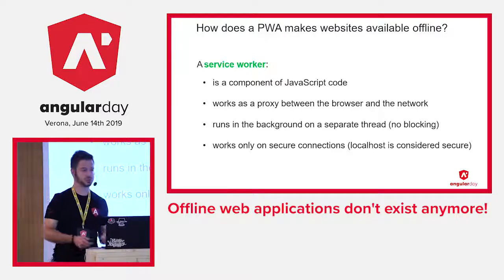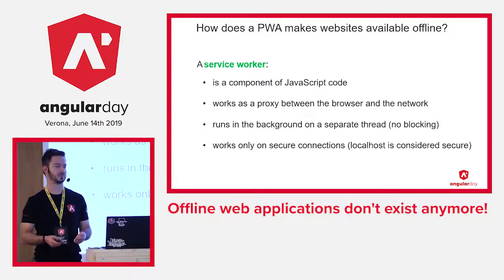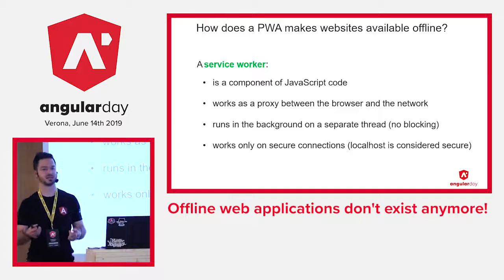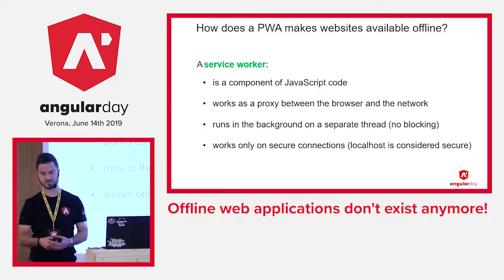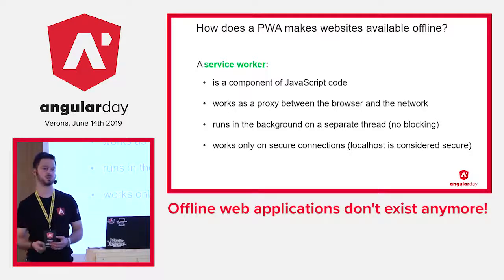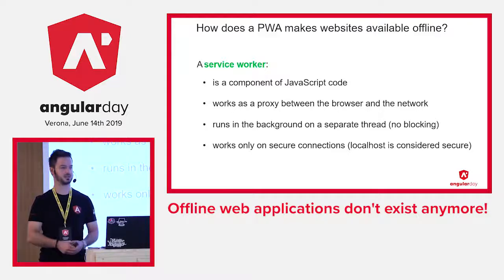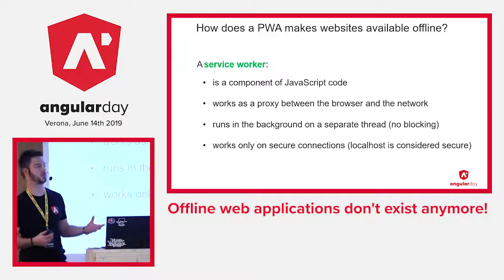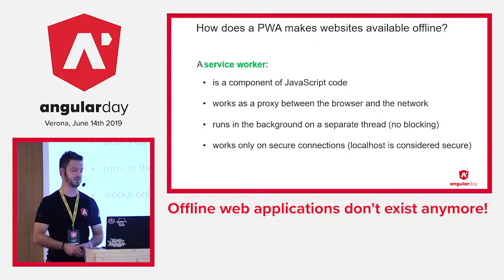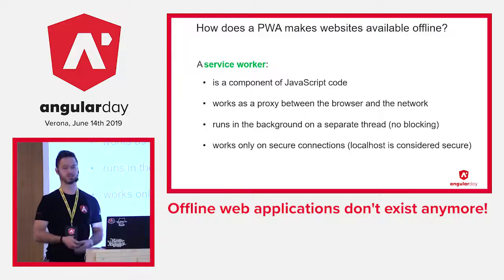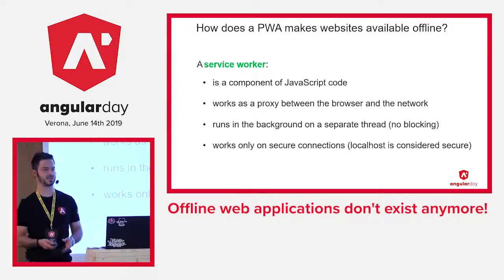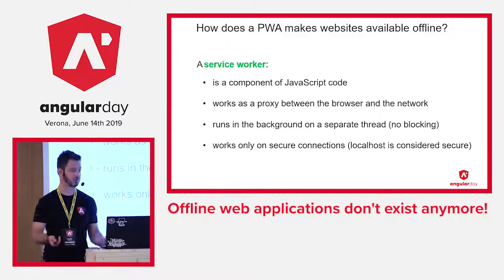It's important to note that there is no blocking, and this is by design. The service worker runs on a separate thread from the one used by our application. And this is what we want, because we don't want that if the service worker crashes or executes a very heavy job in the background, this will affect the performance of our web application. Also, it's important to note that it works only on secure connections. So we have to use HTTPS, otherwise the service worker won't be installed at all on our browser.